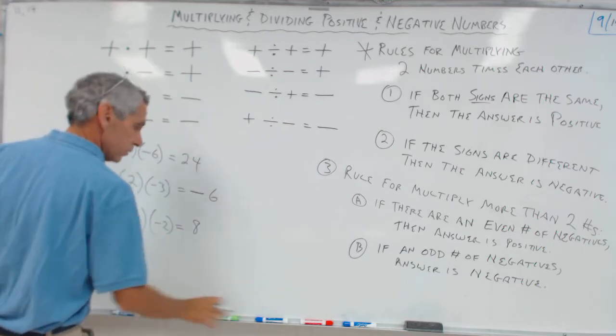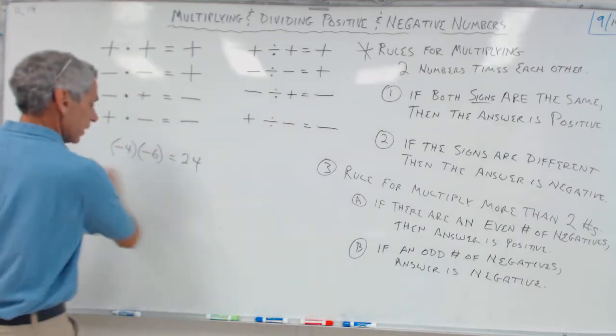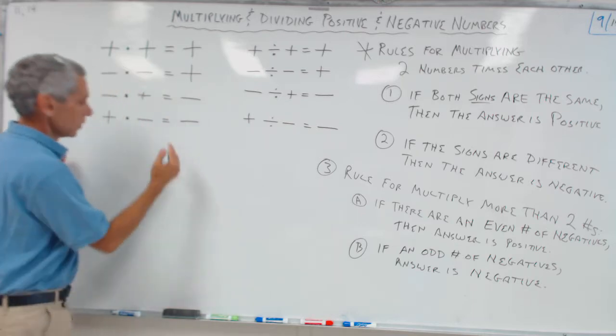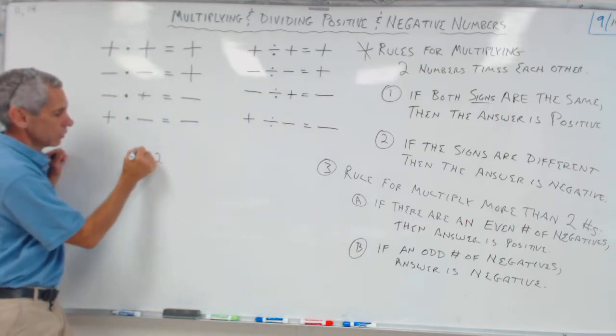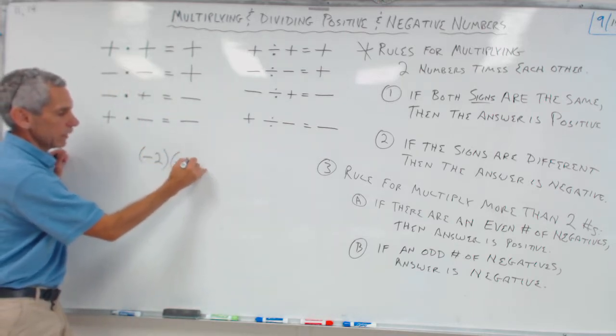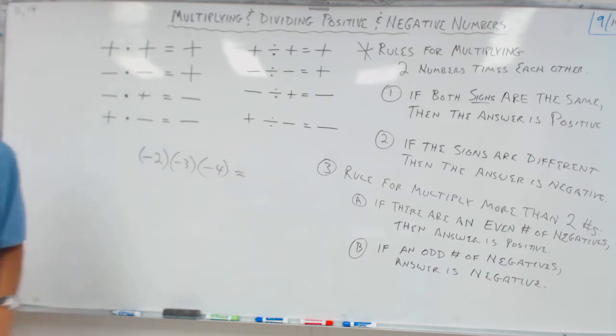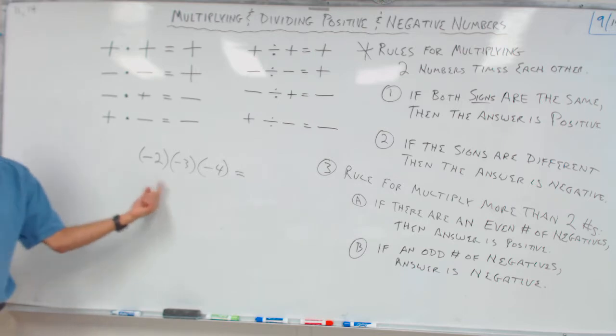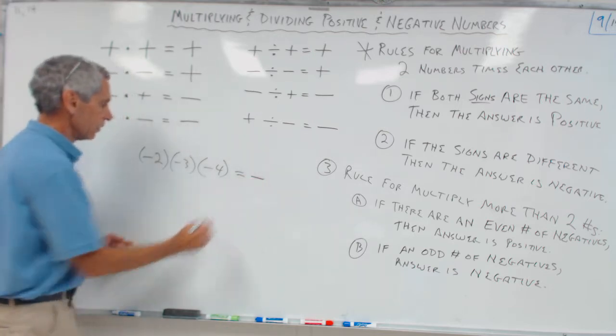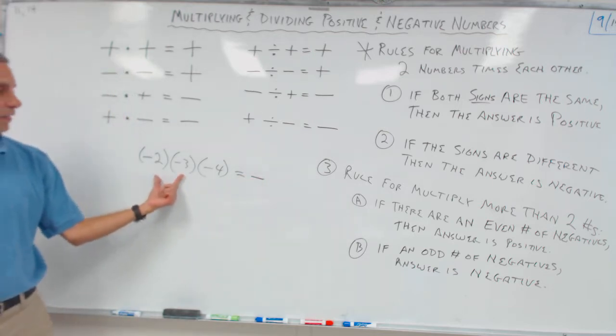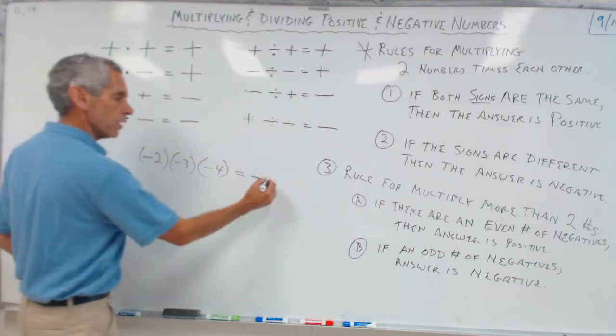So let's just try a couple, and then we're done. So let's say I had -2 times -3 times -4. Is it going to be positive or negative? If there's an odd number of negatives, it's going to be negative. 24. 2 times 3 is 6. 6 times 4 is 24.